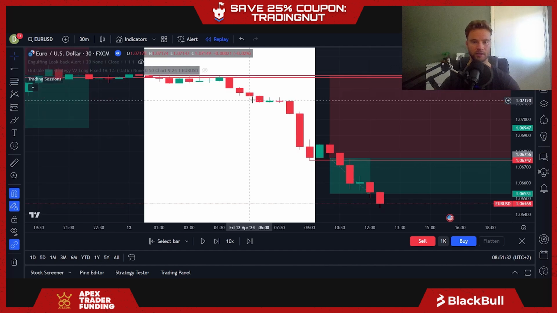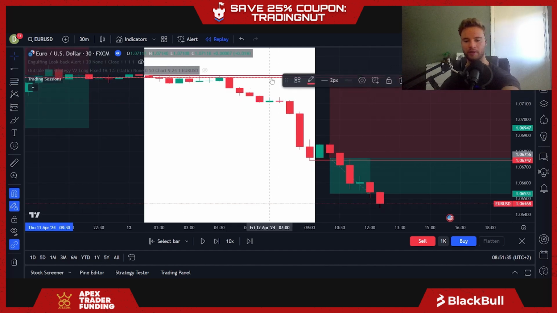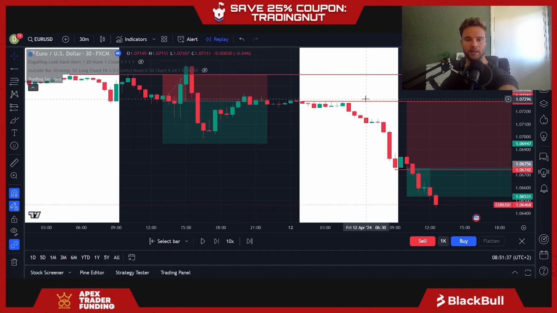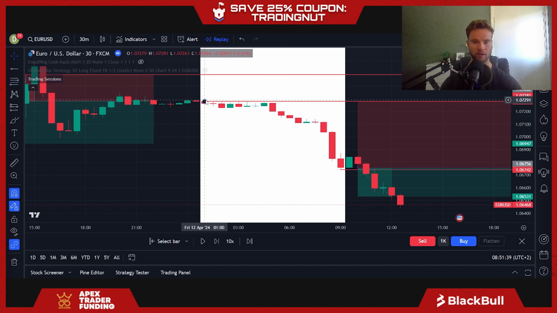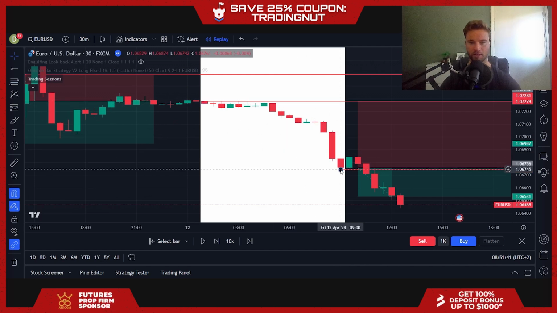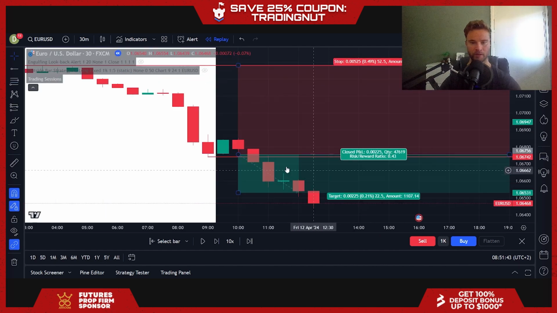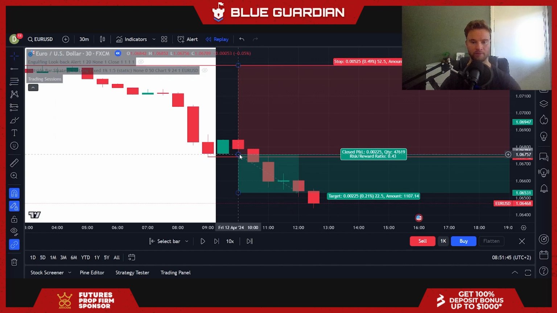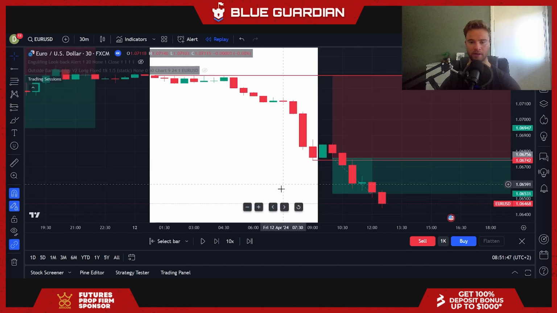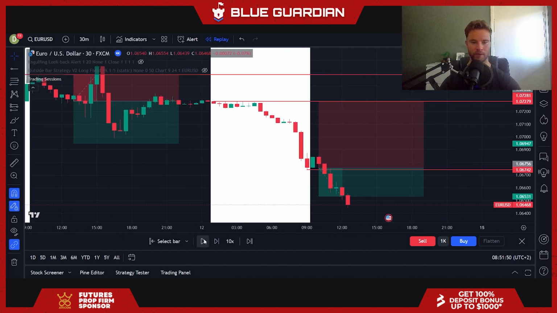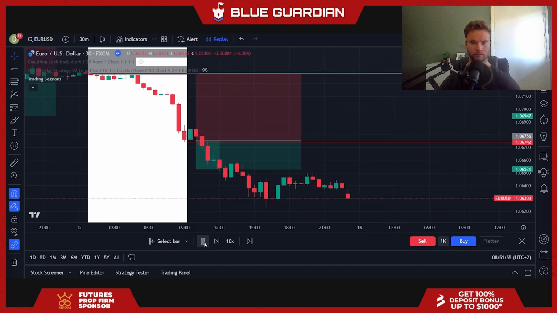Again, let me clean this up a bit to show you what I did here. So it's really, really repeatable. Again, Asian high is this red line, Asian low is this red line, last low pre-breakout is that level, stop loss at the high, and off we go. And now let's see what it does.